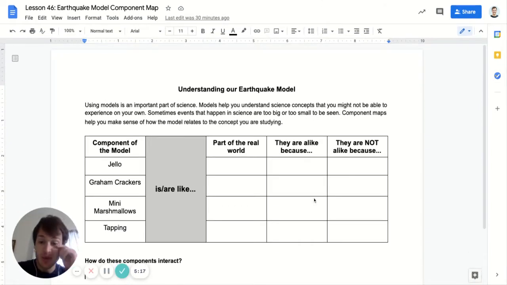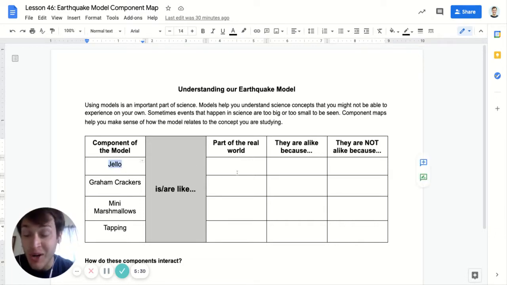On this component map, you're going to see the different components of the model, and I want you to write what these different components represent. So for example, Jello represents some part of the real world. I want you to write it down right here. I'll give you a hint. Jello actually represents magma inside of the Earth's mantle. And graham crackers then are going to represent the crust of the Earth.